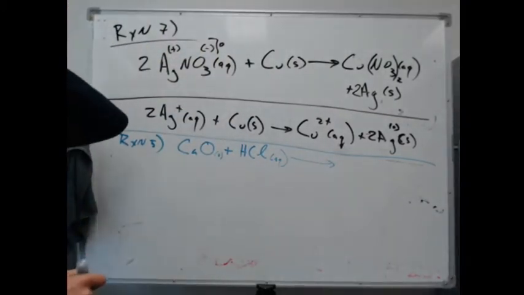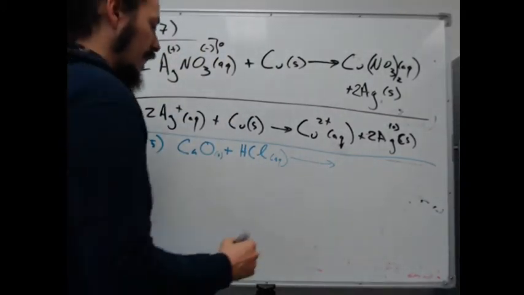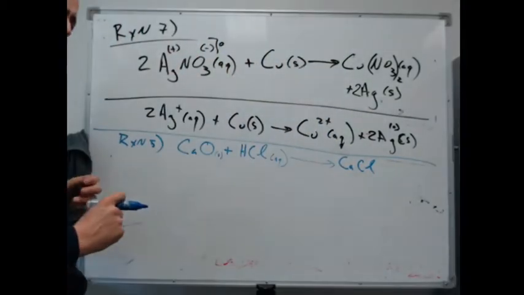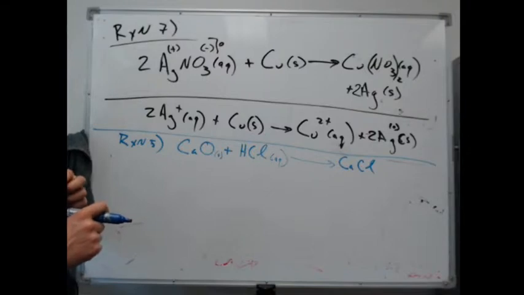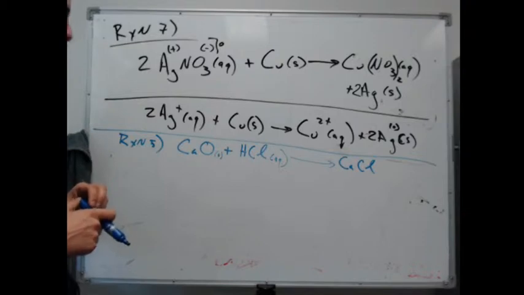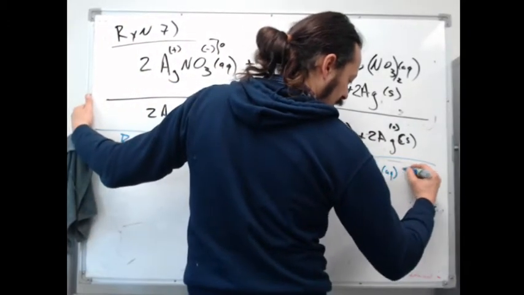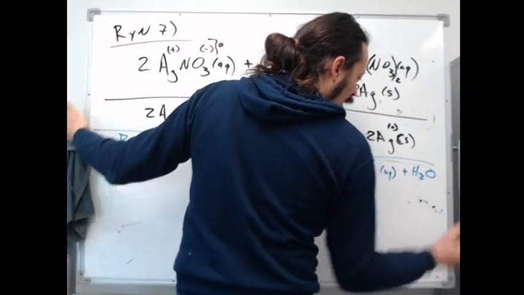Calcium chloride and sodium nitrate. Pardon? What do you think? I think you're jumping between two reactions. Oh wow, I'm looking at 13. Sorry. I'm looking at calcium chloride and water. Sorry, yeah, okay.